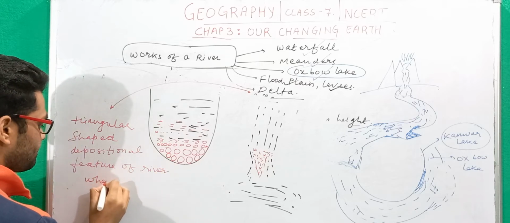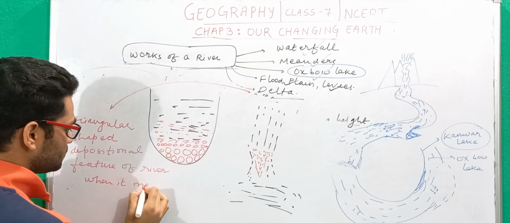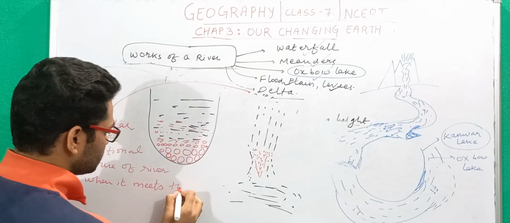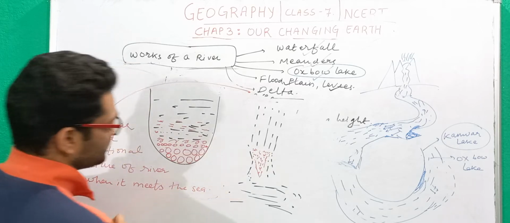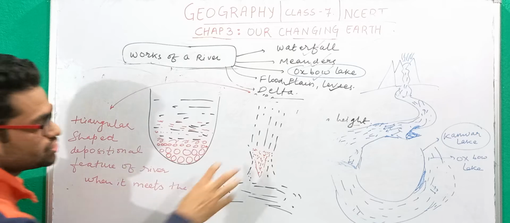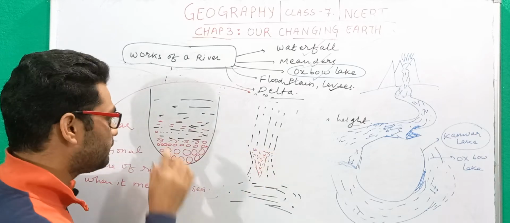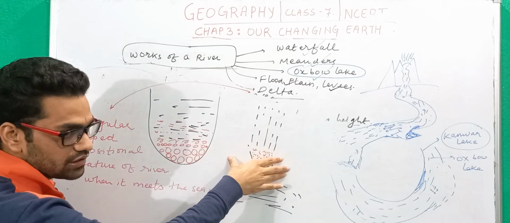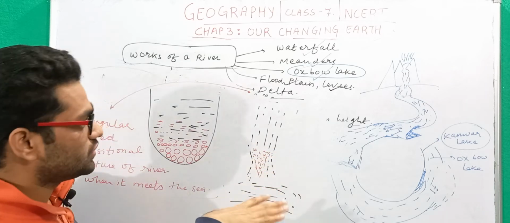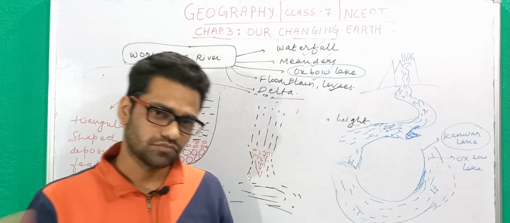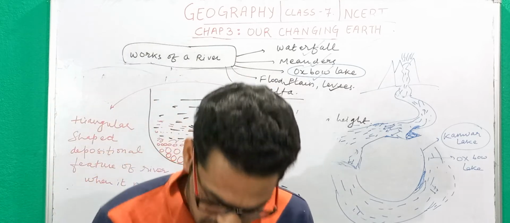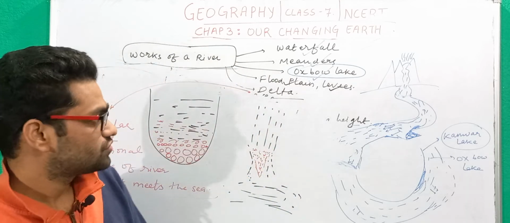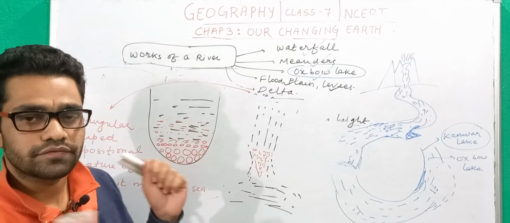when it meets the sea or the ocean, right? So it is basically deposition of very small, fine sediments that finally get accumulated over the area where the river meets the oceans, or where the river submits its water. Okay, so this was all about the works of a river.